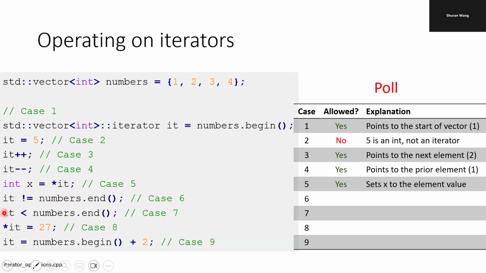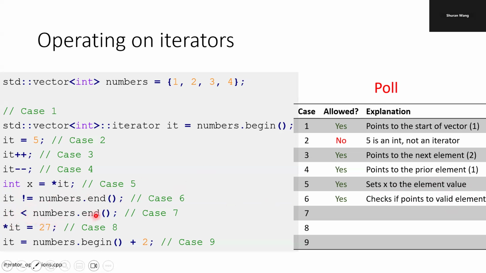Case 6, it not equal to numbers.end. So this is checking the condition. Who thinks this is allowed? Who thinks this isn't allowed? This is again allowed because it checks if the iterator points to some element. In this case, it checks whether it points to a valid element because if it's not equal to numbers.end, it has to point to somewhere inside the vector.